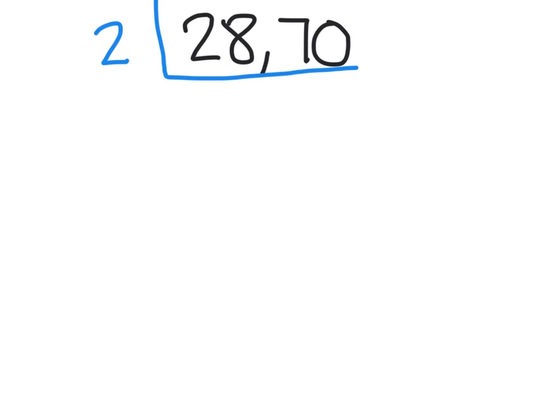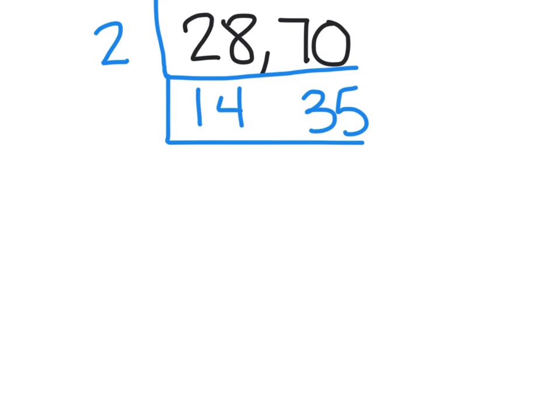28 divided by 2 is 14. 70 divided by 2 is 35. Okay, so I'm going to make another layer of my cake. We need to decide on a prime number you could divide both 14 and 35 by, and they're both divisible by 7. So put a 7 on the outside of my cake.